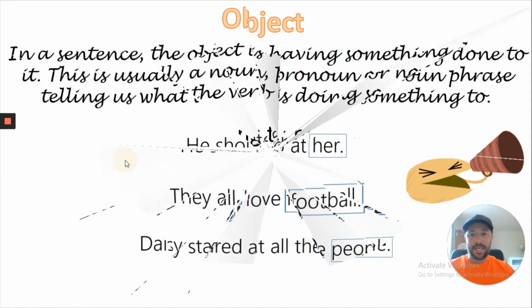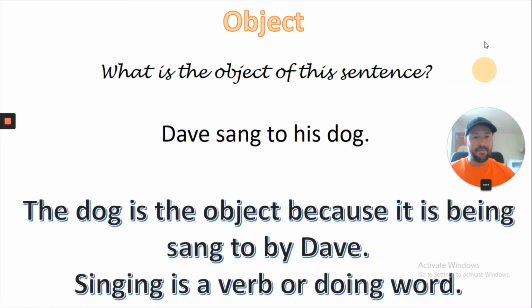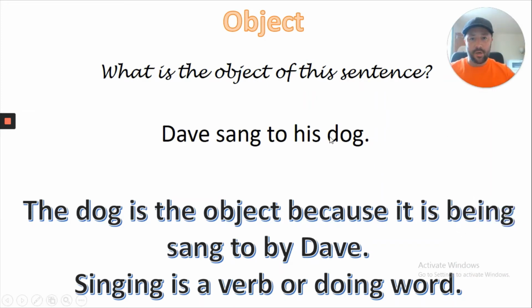So if that's the case, can you tell me on here which one is the object? Well, of course, it's the dog. So Dave sang to his dog. The dog is the object because it is being sung to by Dave. So singing is a verb. To sing, sang, it's the verb there. And Dave is the one doing the singing, but he's doing it to his dog. So his dog is the one that is being sung to. So the object is the thing having something done to it.